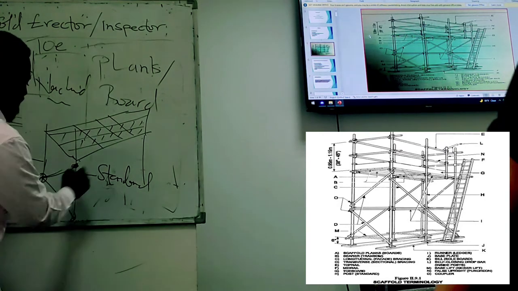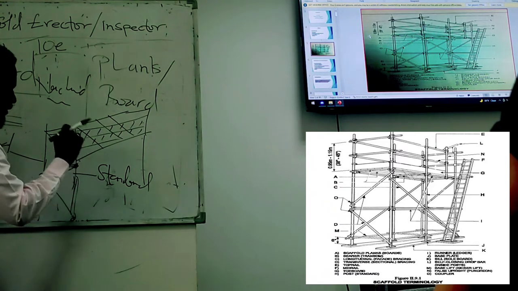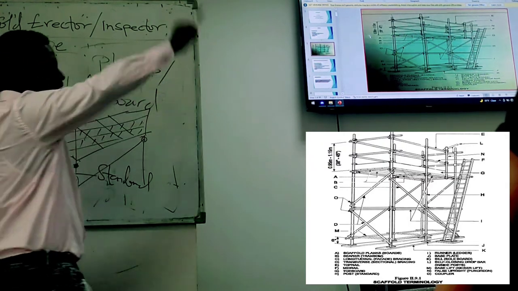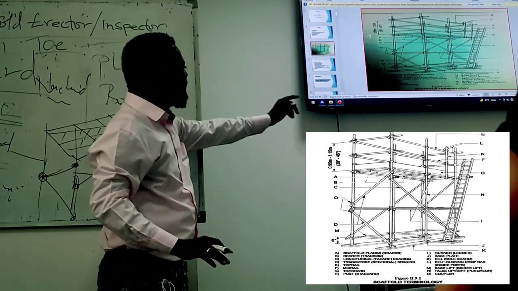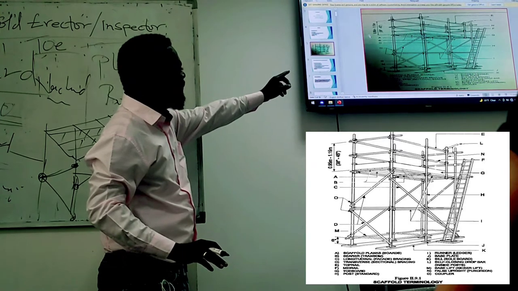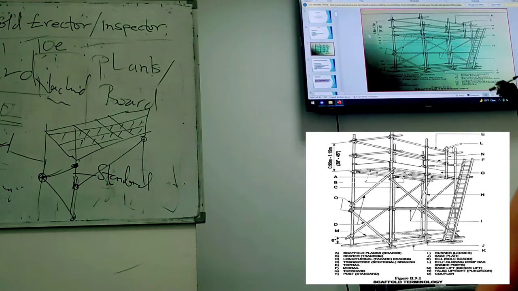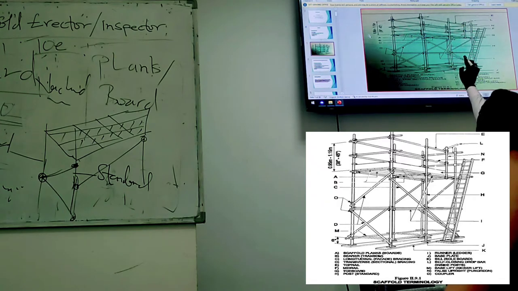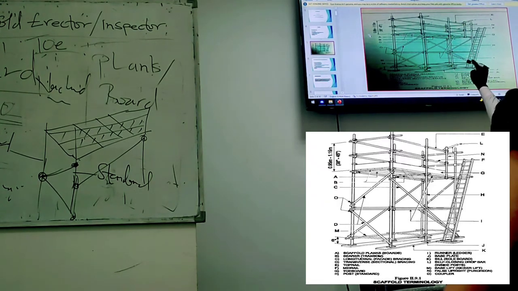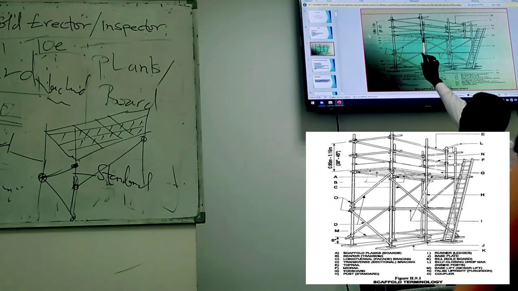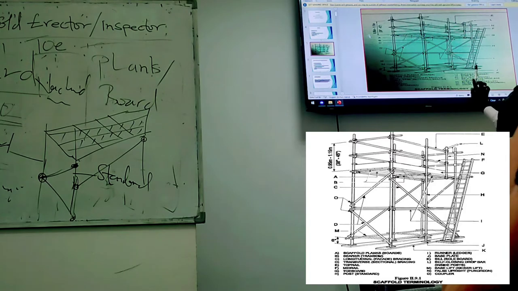Now, what is the cross bracing? It's the one that supports, that is being crossed from here to here. The longest one crosses the transverse. So that is the longitudinal, the long one. Do you see? It's from here to here. It cuts across diagonally. You know the diagonal.